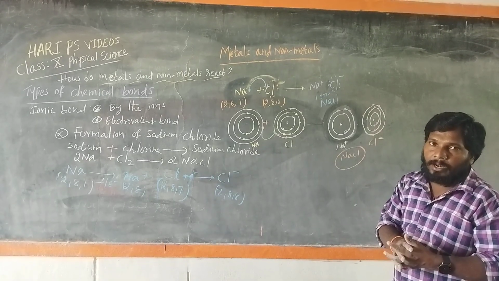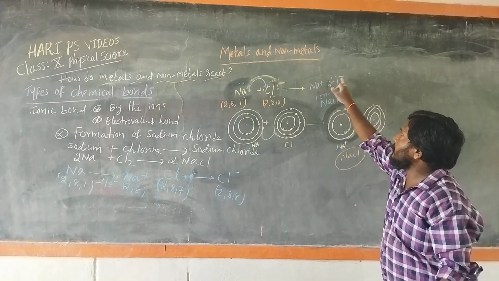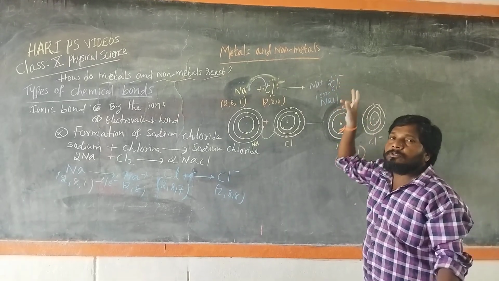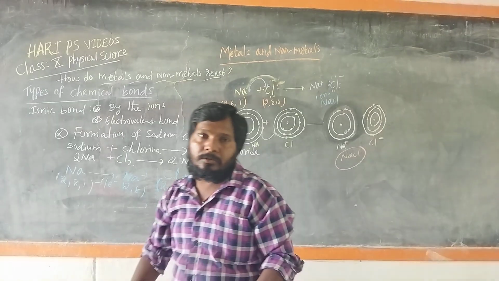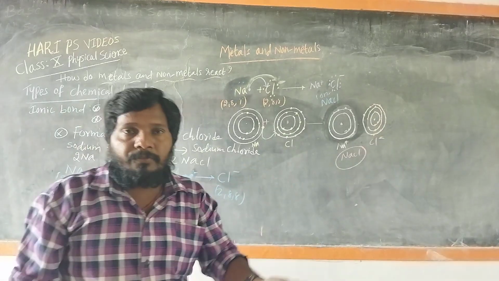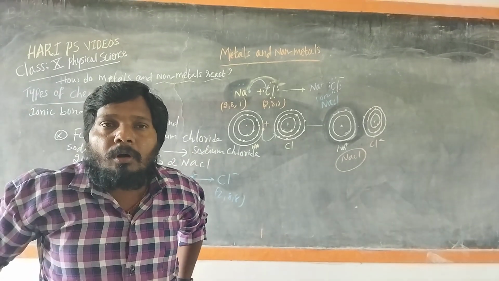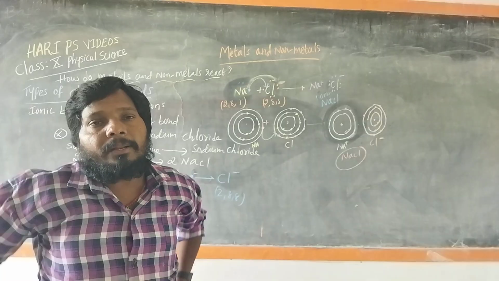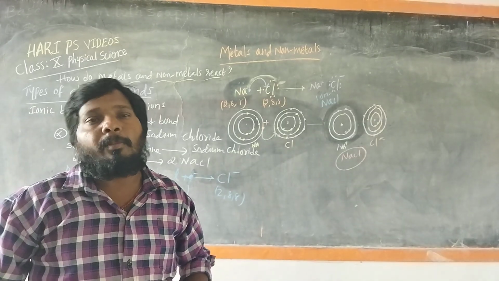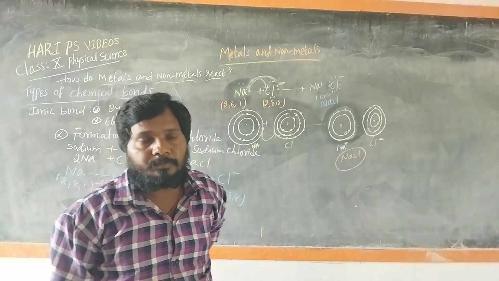Electrovalent, because by the formation of ions, two oppositely charged species called ions are formed. Between the two oppositely charged ions, a strong bond is formed. That bond is called an ionic bond. So sodium chloride is an ionic compound.